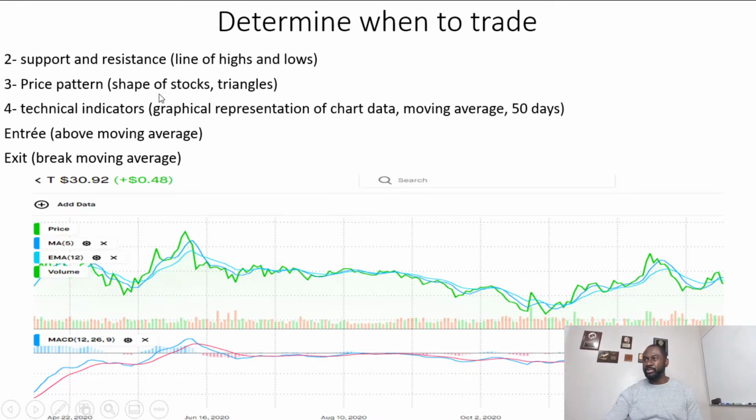So, price pattern, the shape of these things. Every time we see there's a triangle, things are going to happen. You see here, it goes up and it goes down. So we have a triangle. If we keep going, you see here, it goes up and it goes down. We have another triangle. As you get more experience with this, you see they repeat again.